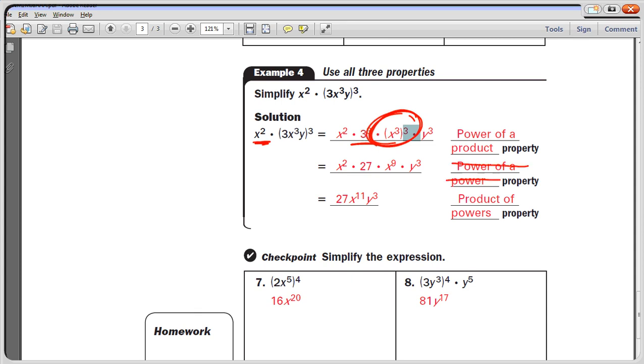I'm not as worried that you know these names as I am that you can do the example. Those aren't important until you do proofs next year in geometry, if you take geometry.